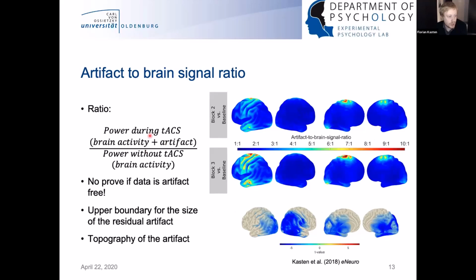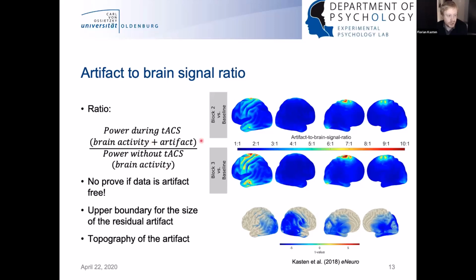So we computed the ratio between the power that we observe during TACS, which should essentially be some sort of mixture between the brain activity that we have in there and the artifact that we impose on that. And we can compare that to the power that we observe when stimulation is switched off as a reference for what we observe as natural brain activity in our participants. This can, of course, not prove if the data is artifact free, but what it can do is give us some sort of upper boundary for how strongly we suppress the artifact.